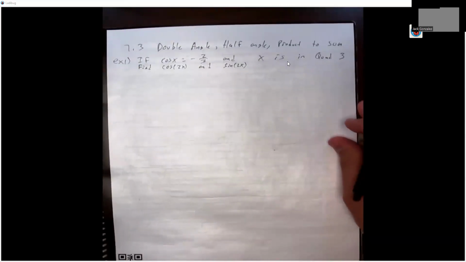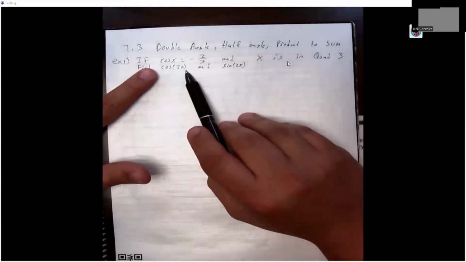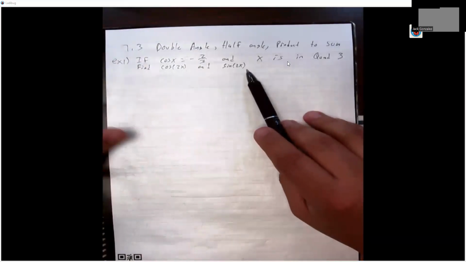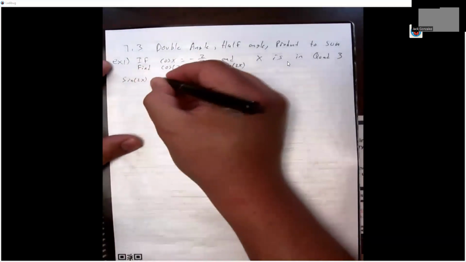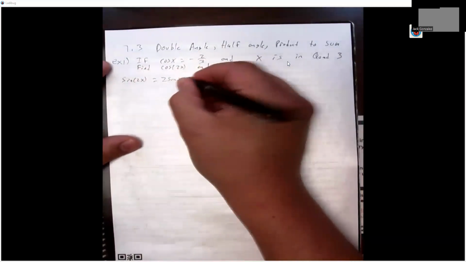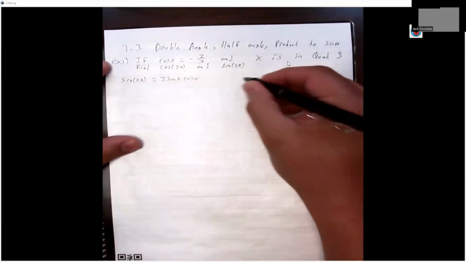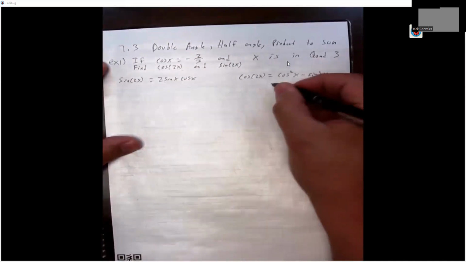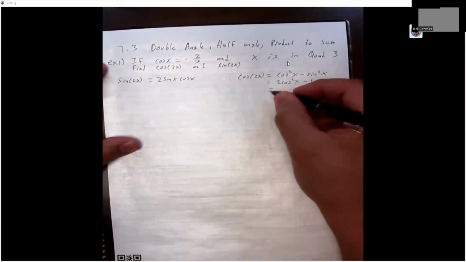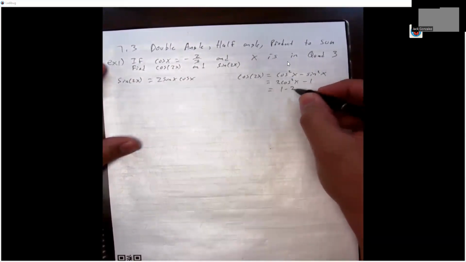Okay. So cosine double angle has 3 different forms, if you remember. Sine 2x has only one. So I'm going to write those down first. This is 2 sine x cosine x. Cosine 2x has this one here, cosine squared x minus sine squared x, equal to 2 cosine squared x minus 1, equal to 1 minus 2 sine squared x.